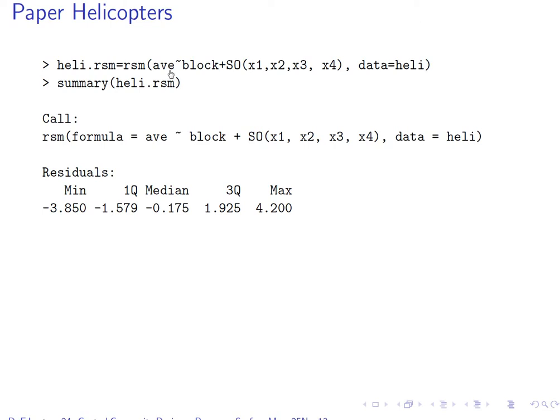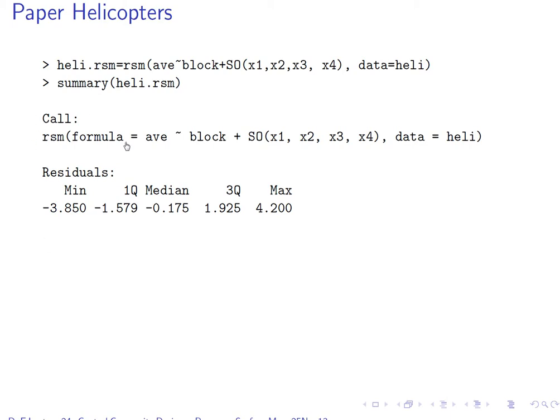And much like linear model or analysis of variance model, you specify the model and then the data set. Model, data set. So the same structure of the arguments. Here, average flight time depends on block and a second order surface. That's a function of the 4 factors. And here's the data set. So step 1 is to generate that object. And here is the summary, and you see that printed.